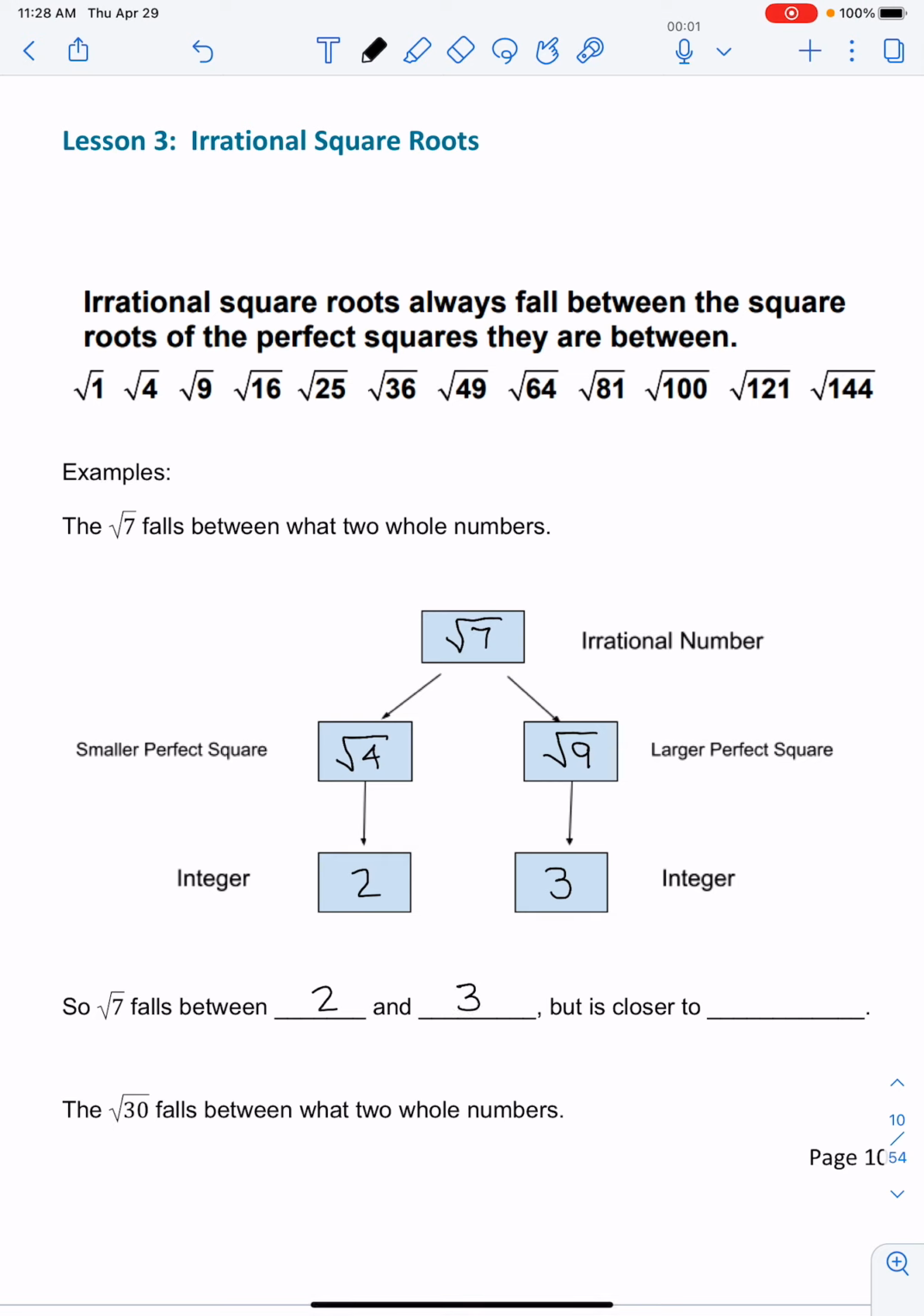But it is closer to which integer? Well, if I keep going, the square root of 4, then the square root of 5, square root of 6, square root of 7, square root of 8, square root of 9. It's closer to 3 than it is to 2. So it is closer to 3.